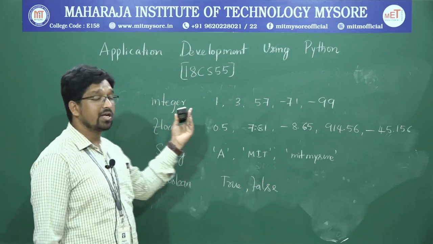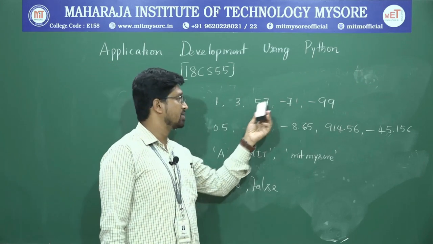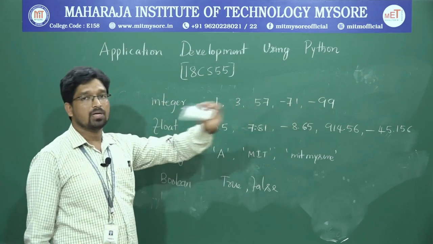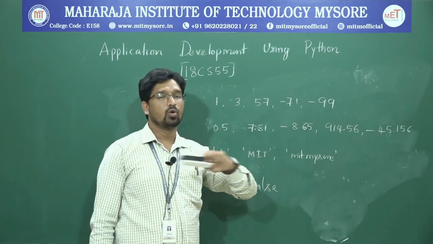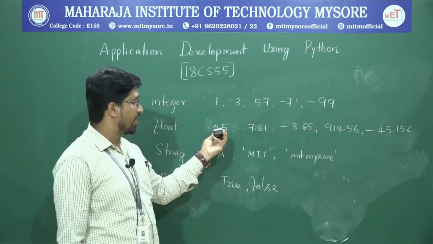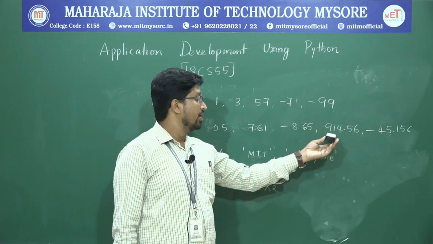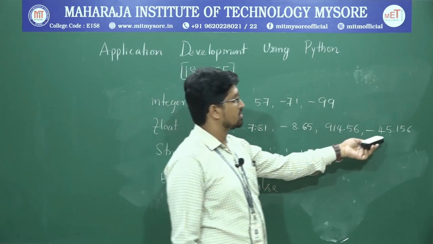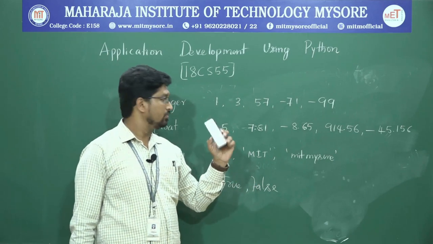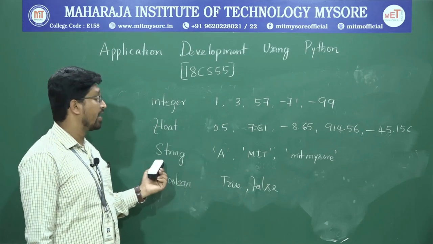If you consider integer values, they are nothing but whole numbers. Let us say 1, 3, 57, minus 71, minus 99. These are whole numbers, either positive or negative. They don't have any fractional part. Float values are like 0.5, 7.81, minus 8.65, 914.56, minus 45.156. So these are the floating point values.